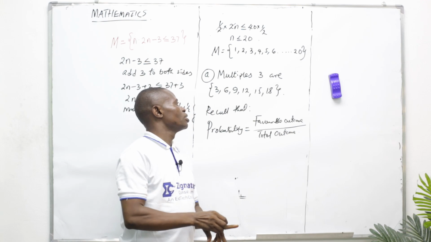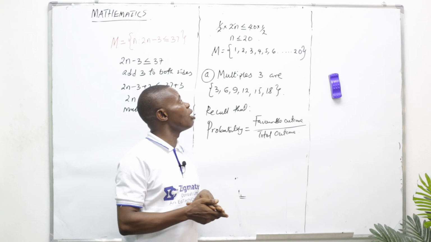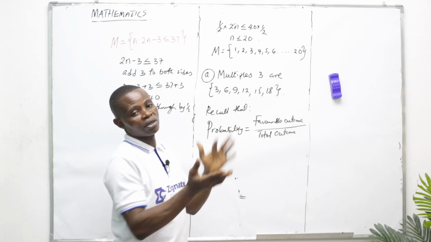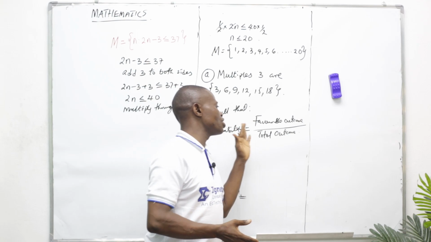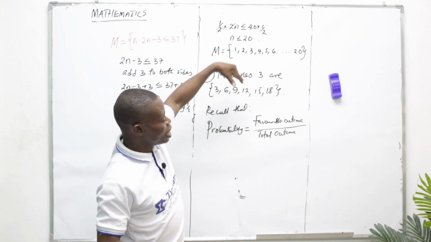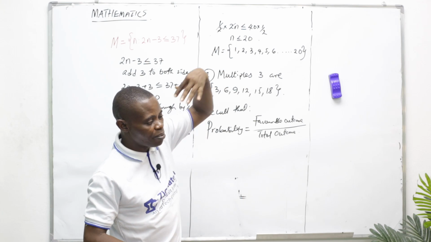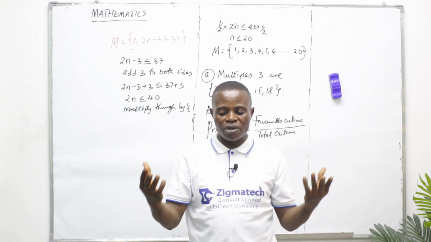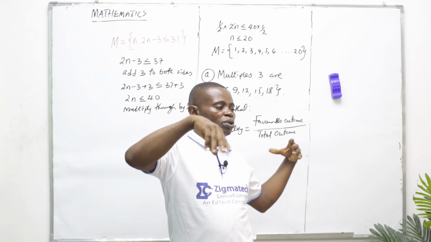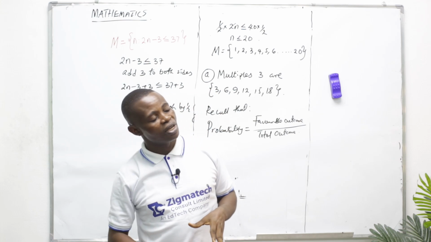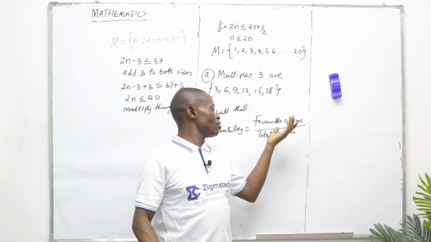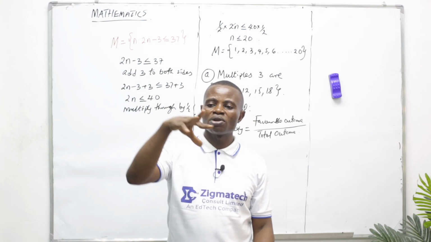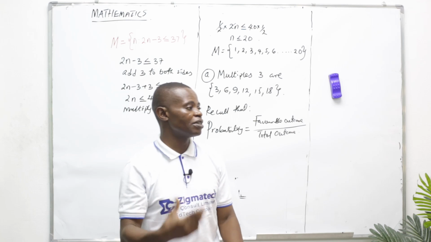So 3, 6, 9, 12, 15, 18 are among 1, 2, 3, 4, 5, 6 to 20. Which one is the favorable outcome and which one is the total outcome? The favorable outcome here is the particular thing they have in mind. Just like we talk about a sample space and an event space, what have you sampled? If you don't want to use this formula in probability, you can say NS all over NE, that is the number of sample space all over the number of event space.